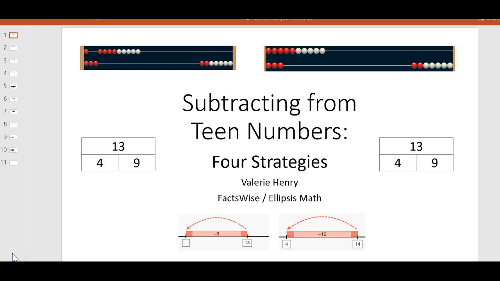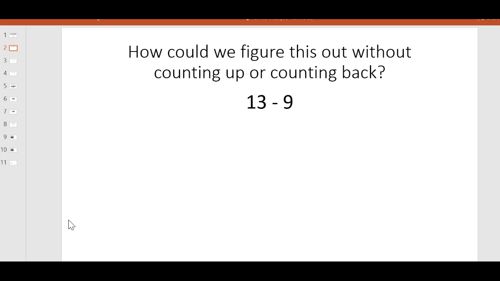When you're thinking about working with your students on strategies for subtracting from teen numbers, there are four that are particularly helpful and that are really focused on the mathematical properties of operations and tens. So I thought I'd spend a little bit of time taking a look at those four, and also a way that you might have your students try and think through their ideas for coming up with these strategies.